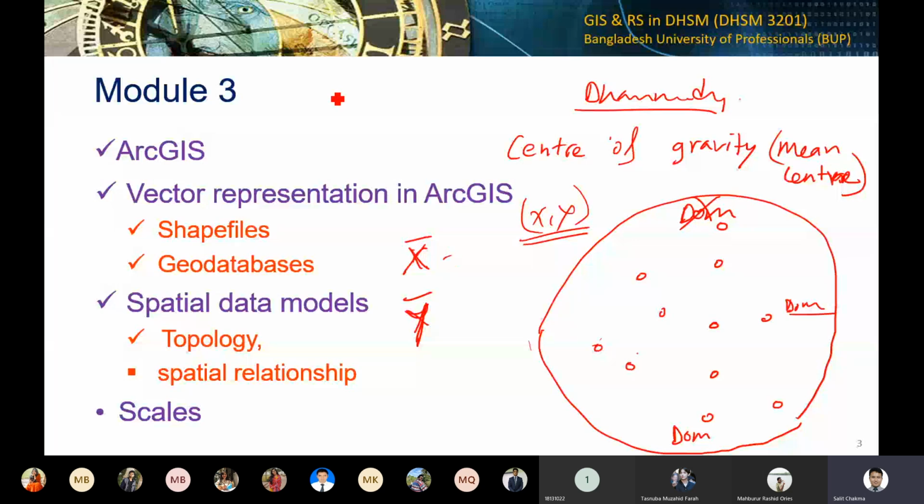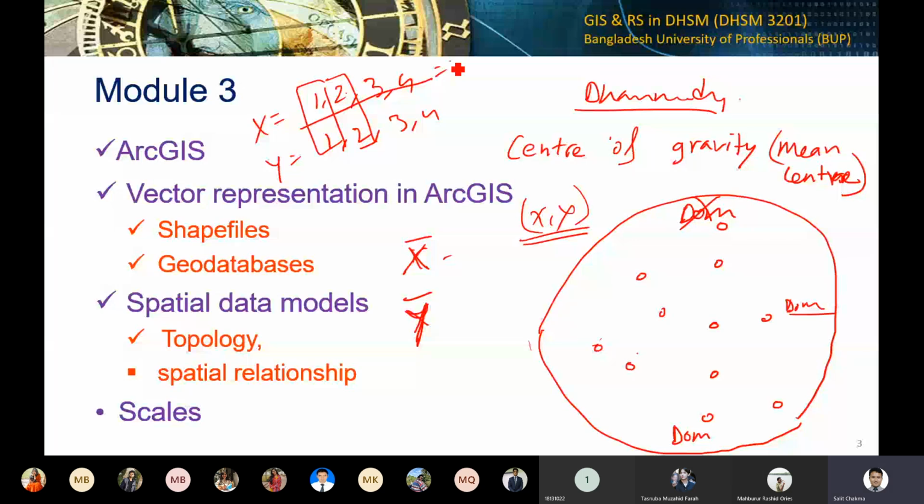How to do that? For example, your coordinates are, let's say, X is 1, 2, 3, 4. So you have Y is 1, 2, 3, 4. So this is a pair of coordinates. This 2, 2 is a pair of coordinates. 3, 3 is a pair of coordinates. So now if you sum all the X values, you get 3, 6, 10. So 10 divided by 4 is 2.5.